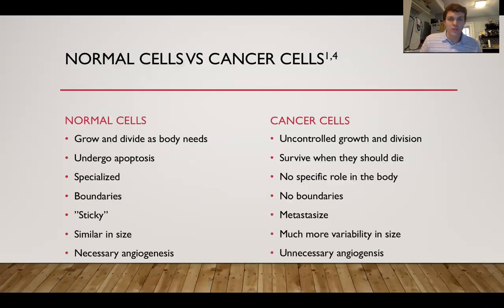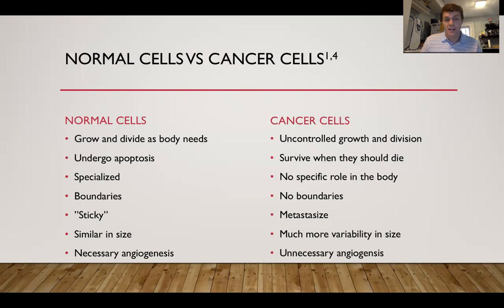A little bit about normal cells versus cancer cells. Normal cells grow and divide as the body needs, whereas a cancer cell is characterized by uncontrolled growth and division. Normal cells undergo pre-programmed cell death, whereas cancer cells survive when they should die. Normal cells are very specialized, whereas cancer cells have no specific role in the body. Normal cells operate within a certain boundary. Cancer cells don't have boundaries.